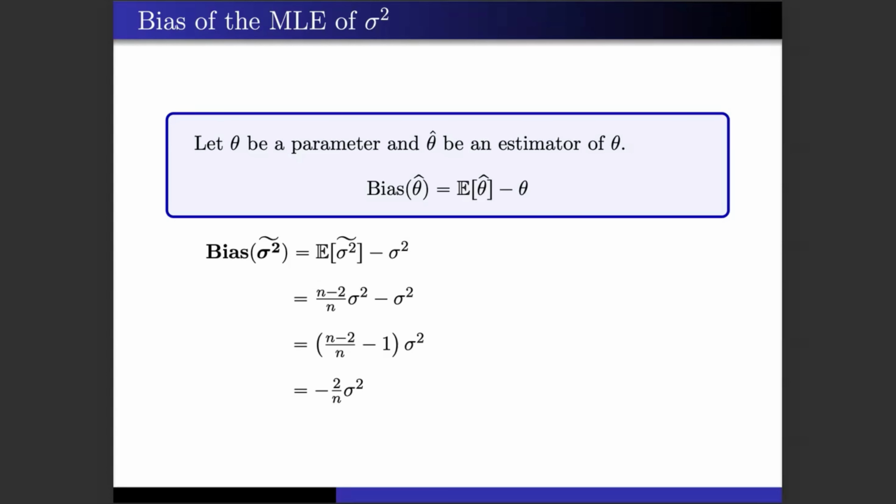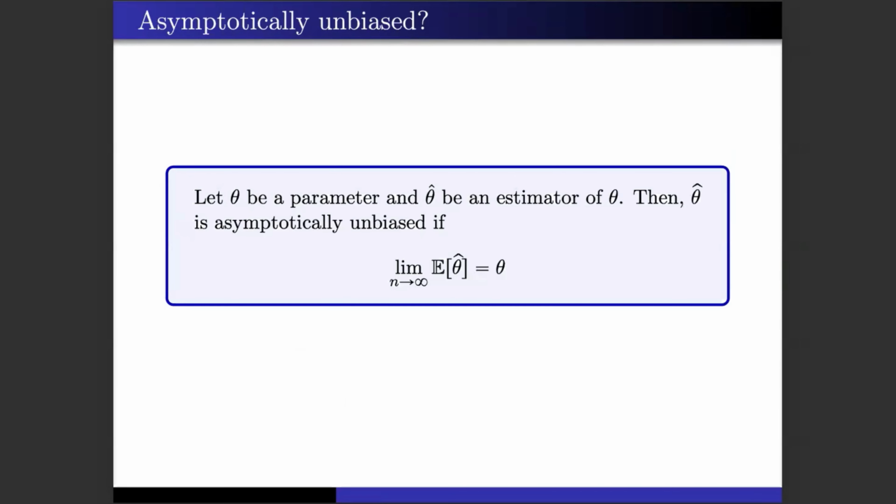Awesome. So we have the bias value of sigma square tilde. The next question is, is it asymptotically unbiased? So let's look at the definition of asymptotically unbiased first. Let theta be a parameter and theta hat be an estimator of theta. Then theta hat is asymptotically unbiased if the limit as n tends to infinity of the expectation of theta hat is equal to theta.